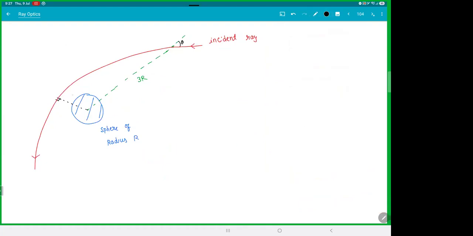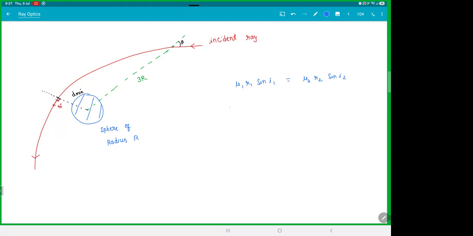So this is your D minimum. Angle would be what? 90 degrees? Yeah, 90 degrees. That is a normal, and that is the light ray going like this. So this is 90 degrees. So mu1 R1 sine I1 is equal to mu2 R2 sine I2.